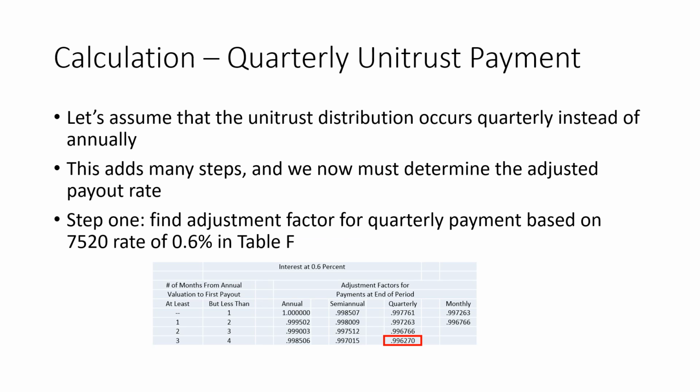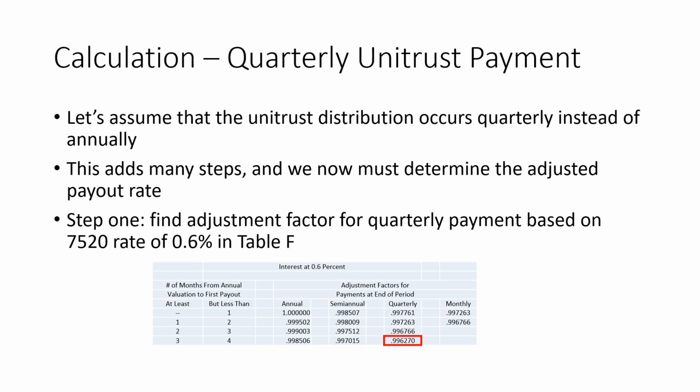So now that we looked at the easy one, we're now going to get into a quarterly Unitrust payment, and this will be the steps that we can use for anything that has a frequency more than annually for the payment of the Unitrust amount. So let's assume we have a quarterly payment, which adds many steps here. The first of which is now determining the adjusted payout rate. So before we even look to table U to find the remainder interest factor, we have several pieces that come into play. One, we have to find the adjustment factor for the quarterly payment that is based on the 75/20 rate of 0.6. This adjustment factor is found in table F.